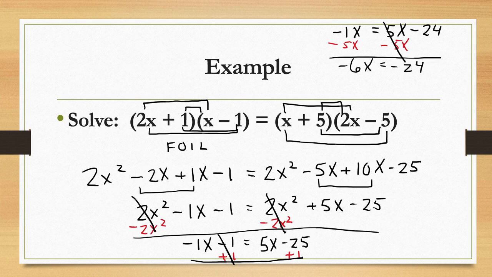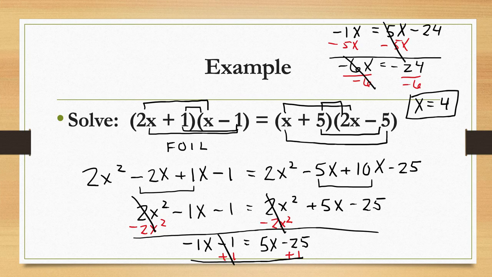The last step, we have a negative 6 connected to the x with multiplication. We'll undo that with division, so we're going to divide both sides by negative 6. And so our final answer becomes x is equal to negative 24 over negative 6, which is going to equal 4.